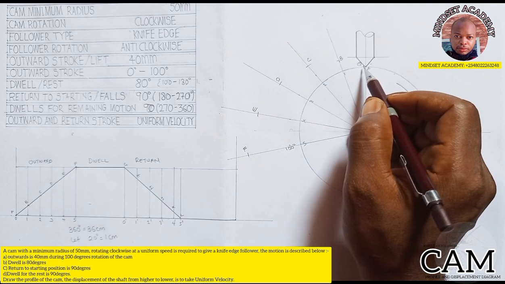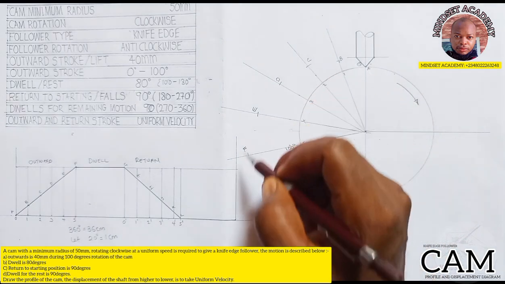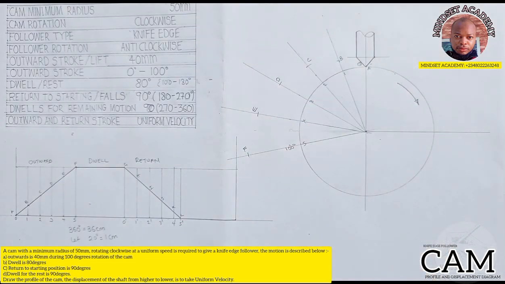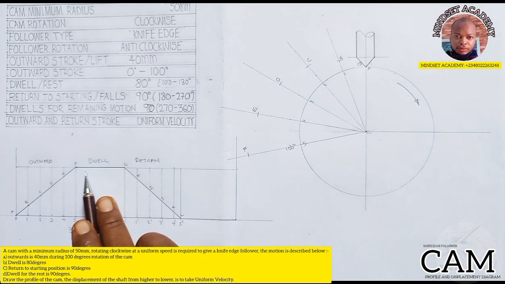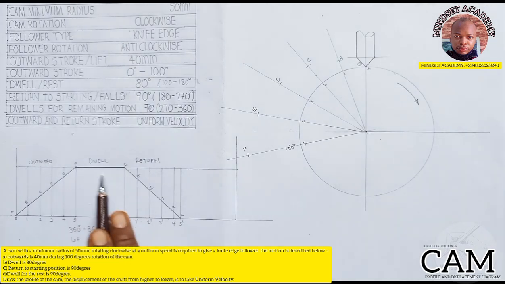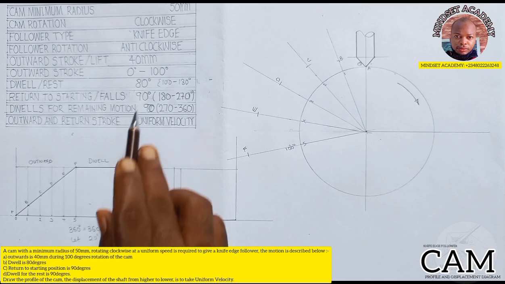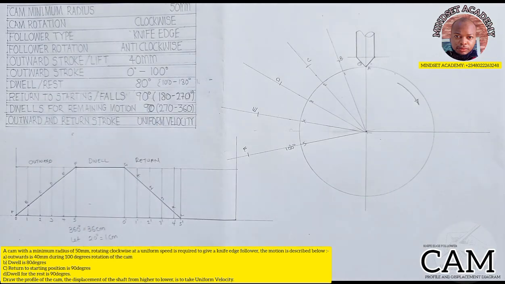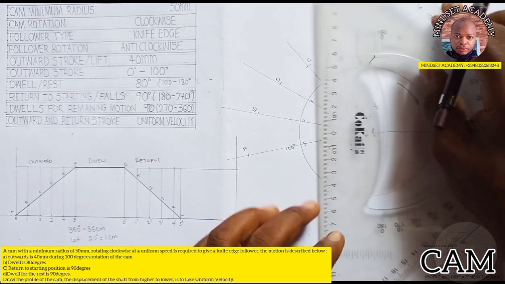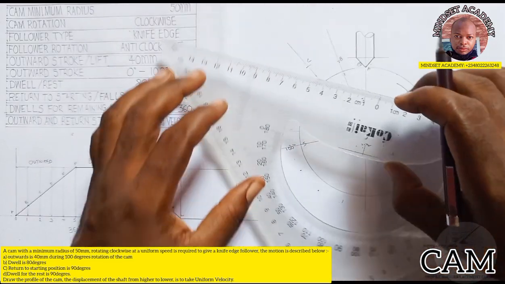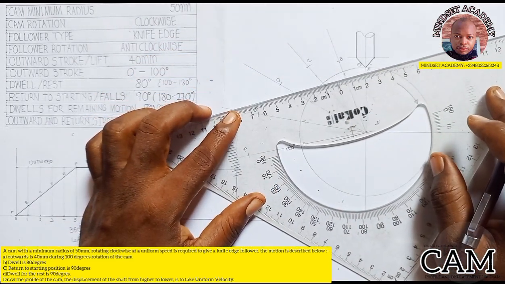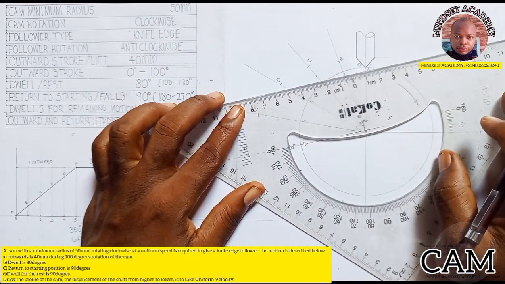You can use your French curve and join them together, but we are moving. So the second phase is dwell. That means, and that dwell is given to be how many? 80 degree. So I'm going to measure 80 degree at this point. Can come from here.